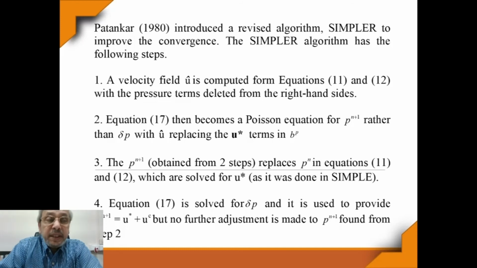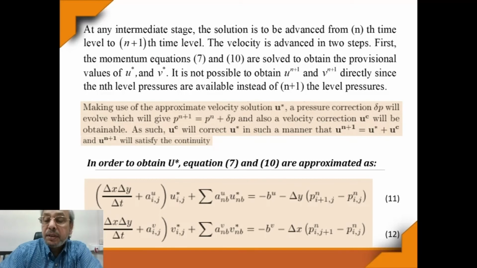This is the basic SIMPLE algorithm. Professor Patankar revised it in 1980 and gave it the name SIMPLER. While pronouncing, it sounds like simpler, but its actual meaning is SIMPLE Revised. And SIMPLE Revised basically gives a little quicker convergence. What is done? You go for equations 11 and 12.